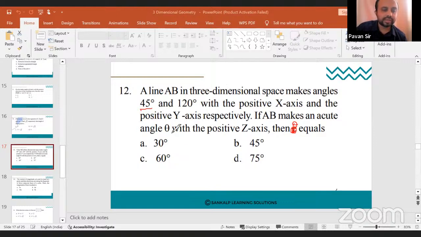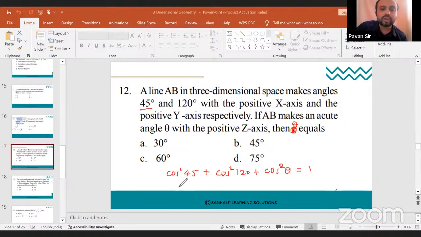So use the angles alpha, beta, gamma. Cos square alpha is cos square 45. I am not writing in detail, just in short. Cos square beta is cos square 120, since alpha is 45. Cos square gamma is cos square theta, because it is not given and that is what we need to find. The sum is equal to 1.